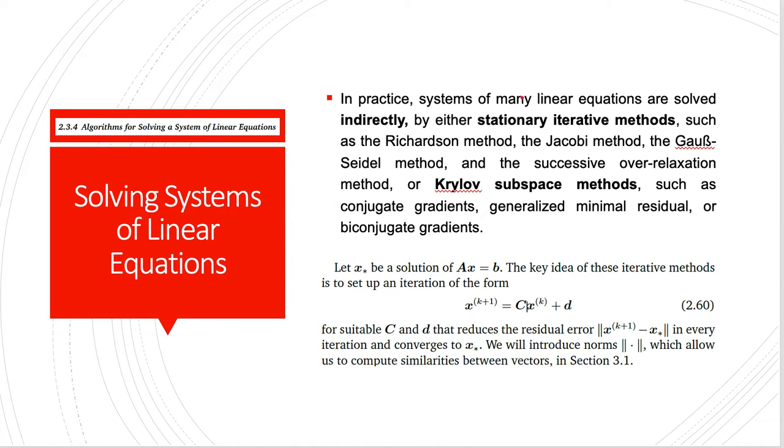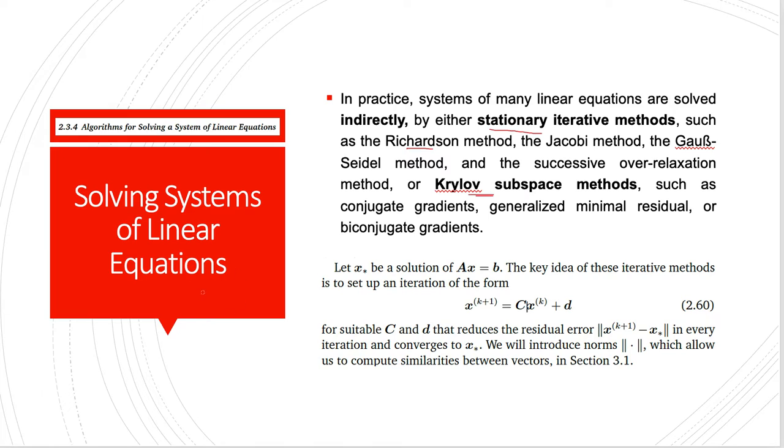In practice, systems of linear equations are solved indirectly, either by stationary iterative methods. This is the fourth approach, which we call stationary iterative methods, such as the Richardson method, Jacobi method, Gauss-Seidel, and the successive over-relaxation method, or Krylov subspace methods, such as conjugate gradients, generalized minimal residual, or biconjugate gradients. So this is the fifth approach to solve the linear equation.